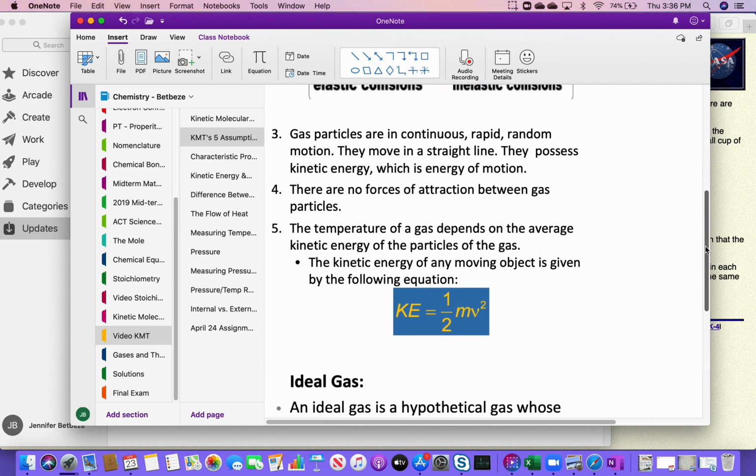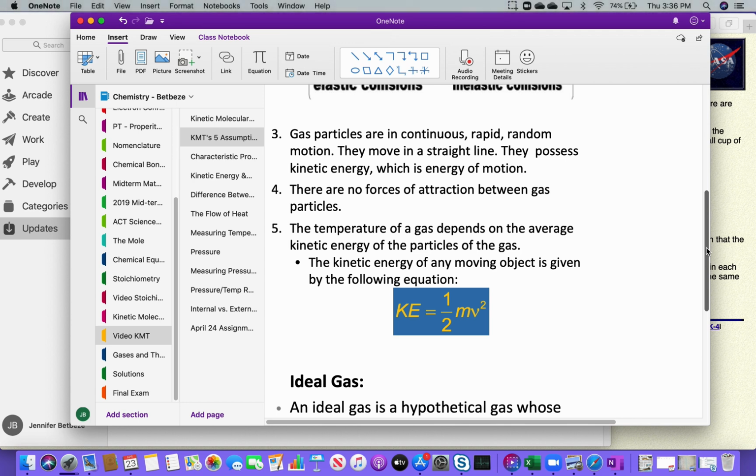And gas particles are in continuous, rapid, random motion. They move in straight lines. They're moving very quickly. And they possess kinetic energy, which is the energy of motion, as opposed to potential energy, which is the energy of position.